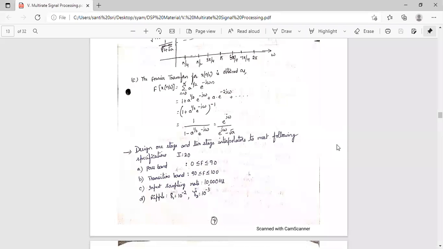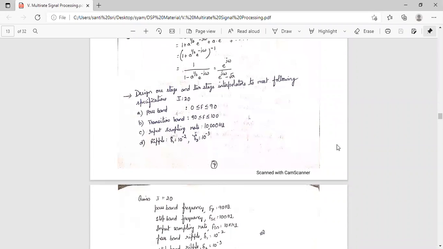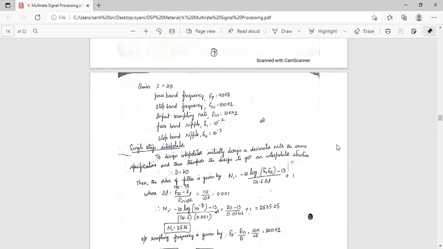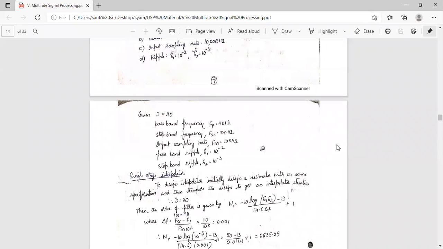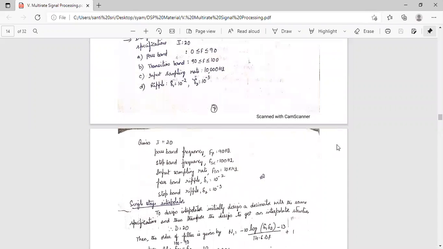So we have to design one stage and two stage interpolators. I is given as 20. Pass band frequency FP is 90 hertz. Stop band frequency FSC is equal to 100 hertz. Input sampling rate Fin is 10 kilohertz, and the pass band ripple delta 1 equal to 10 power minus 2, and delta 2 is 10 power minus 3.